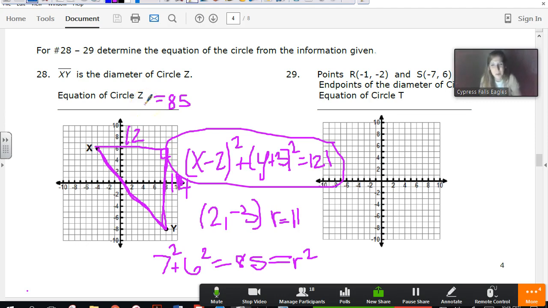What about the center? What would you use to find the center of xy? Well, you could do the midpoint formula, or we could go half the rise and half the run. We could count up 7 and left 6. Where do we land? 2, negative 1. Cool. So I'm writing my template real quick. So if x is 2, it'd be x minus 2. And if y is negative 1, it'd be y minus negative 1, which is y plus 1.